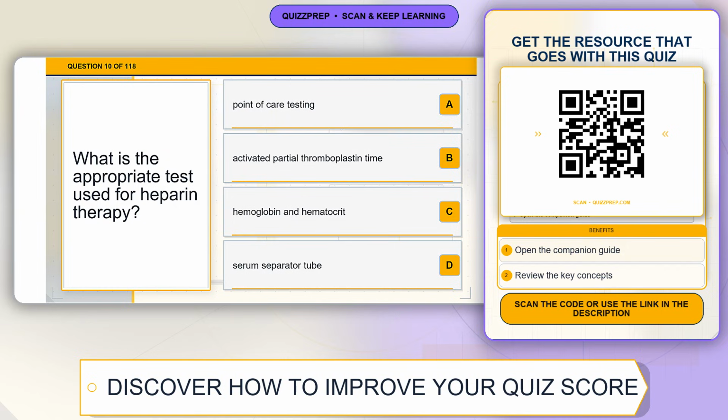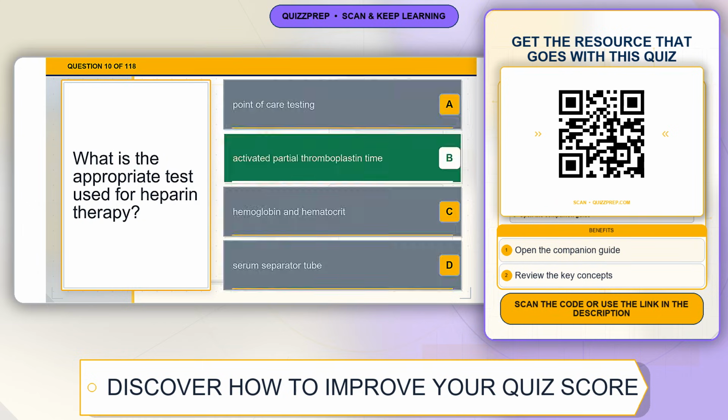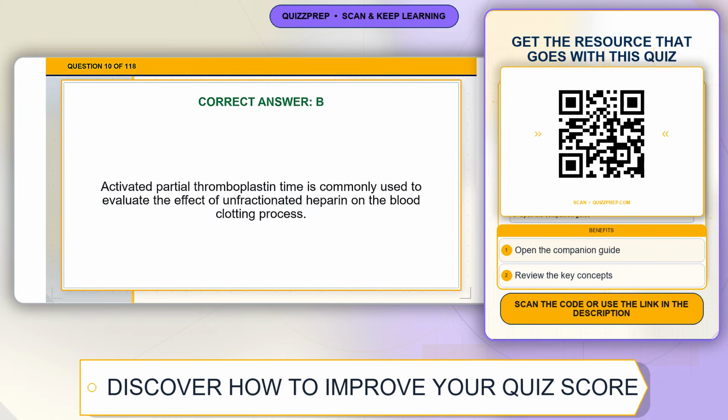Question 10. What is the appropriate test used for heparin therapy? Option A, point-of-care testing. Option B, activated partial thromboplastin time. Option C, hemoglobin and hematocrit. Option D, serum separator tube. The correct answer is option B, activated partial thromboplastin time. Explanation. Activated partial thromboplastin time is commonly used to evaluate the effect of unfractionated heparin on the blood clotting process.